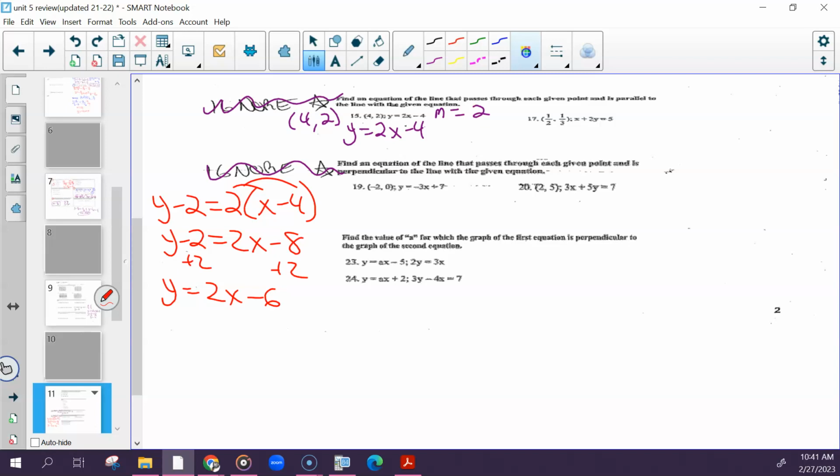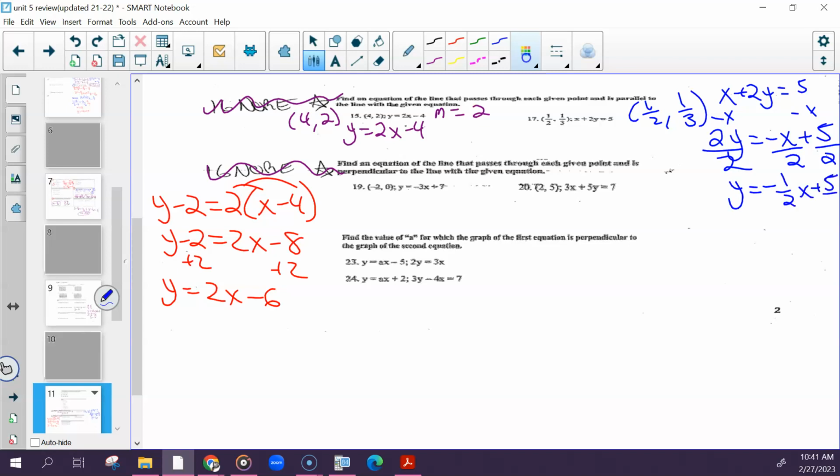Lily. Okay, so I'm going to rewrite this just in case you can't see it. It says 1/2 and 1/3, that's the point, and your equation x plus 2y equals 5. So we have to solve this first. Get rid of x. Divide everything by 2. And then use that to do our point slope formula. Ignore the 5/2, we don't need that. So we'd have y minus 1/3 equals negative 1/2 would be our new slope, times x minus 1/2.